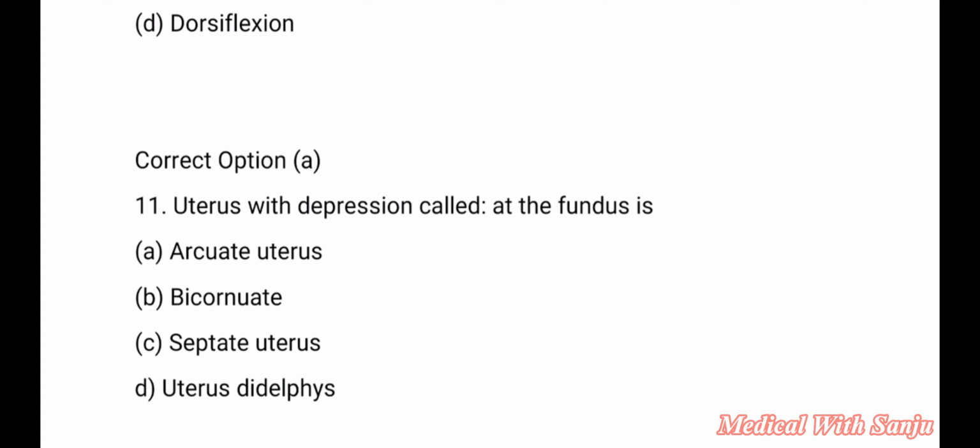Question 11: uterus with depression at the fundus is called. Option A, arcuate uterus. Option B, bicornuate. Option C, septate uterus, and option D, uterus didelphys. Arcuate uterus means a bowl- or heart-shaped uterus, which is one of the most common congenital uterine anomalies that does not affect fertility. Option A.